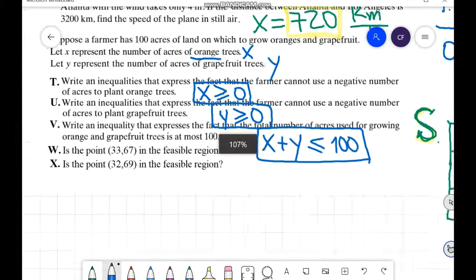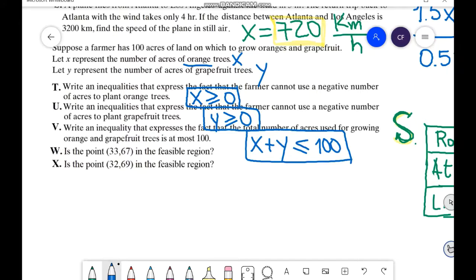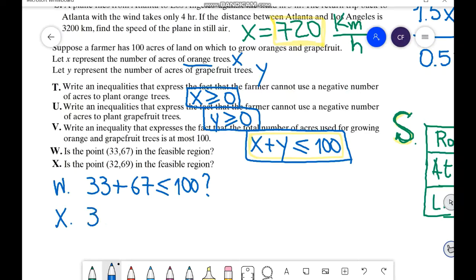Now try the last questions. W. Is the point 33 and 67 in the feasible region? What do you think? Yes or no? Plug in the numbers here: 33 plus 67. Is this less than or equal to 100? Yes or no? And for X, 32 plus 69. Is this less than or equal to 100? Yes or no?